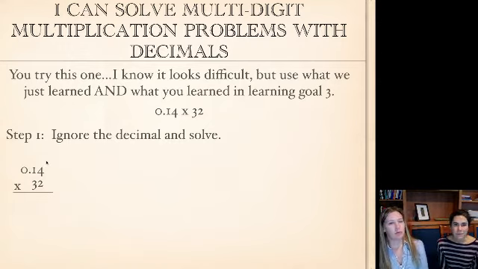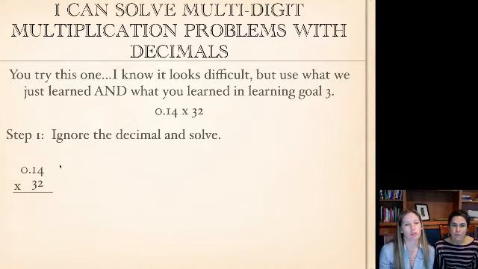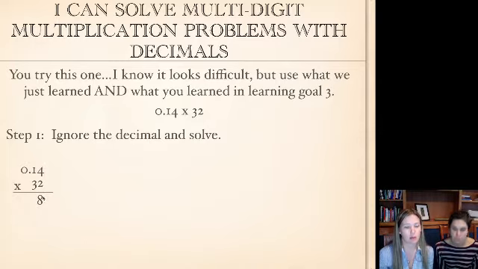Okay, so step 1, we're going to ignore our decimal and we are going to solve it. So I am going to use the shortcut method just to make it a little bit faster. But again, if you wanted to draw in your rectangles, by all means, please do that, whichever method you're most comfortable with. So starting with 4 times 2, I have 8.